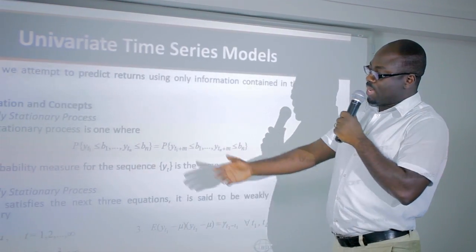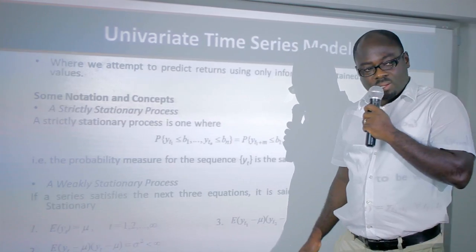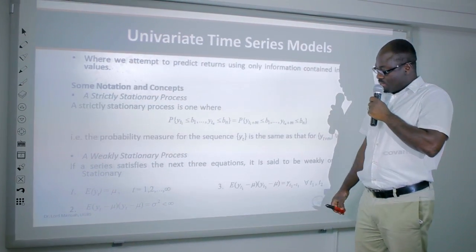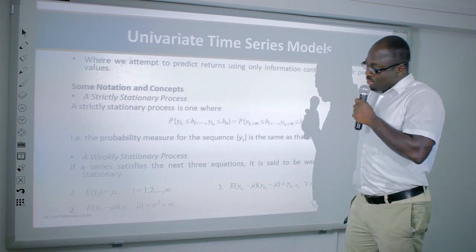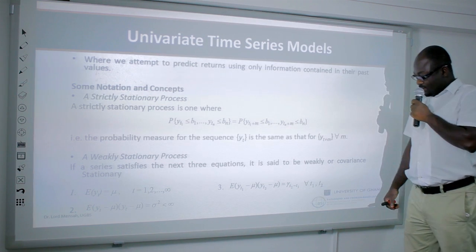Now it could be weakly stationary. If a series satisfies the next three equations, it is said to be weakly stationary, or covariance stationary. In the end, we have the expected value of the series being its mean. Then we have the expected value of the series' deviation from its mean, squared, giving us a constant, and that constant is less than infinity. So that tells you that the variance in the series is constant.